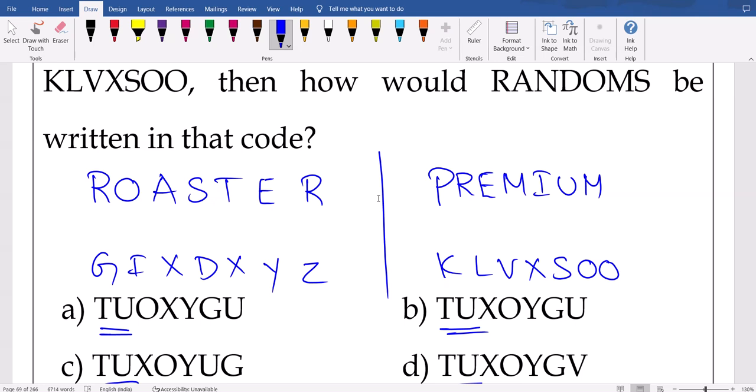Premium is given as KLVXSO. Now randoms started with TU. Anyone done with the question? Check it out. First one, R is there 2 times. They gave X for that. At least I think that may give you the idea. R 2 times there, X is there 2 times in the code. Here premium M is there 2 times, O is the code it seems, 2 times O repeated. In randoms, no letter repeated. That's why in options also no letter repeated. All are different.